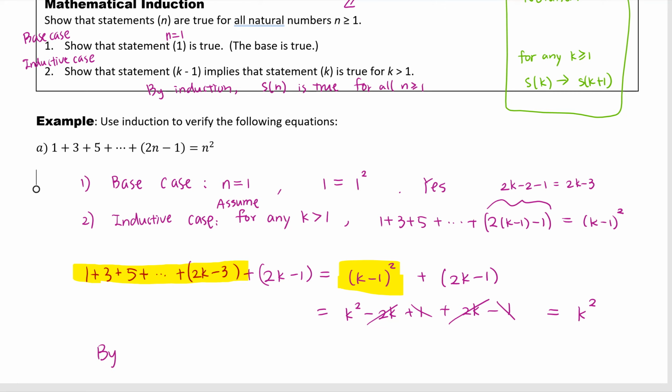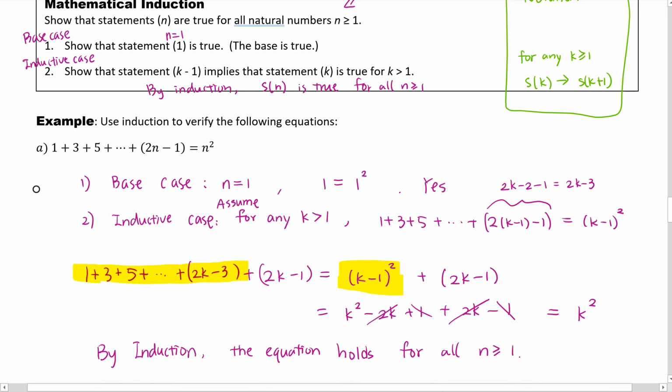Finally, we can say by induction, we have the equation holds for all n greater or equal to 1. I don't want to copy the equation again, so I just mention the equation holds for all n greater or equal to 1. So far, so good, everybody? Alright, let's continue.